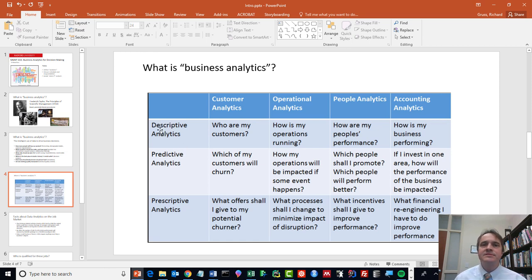So these actually move from requiring less and less judgment and intuition to go into using the output of these analytics. So descriptive statistics just tells you what's happening.